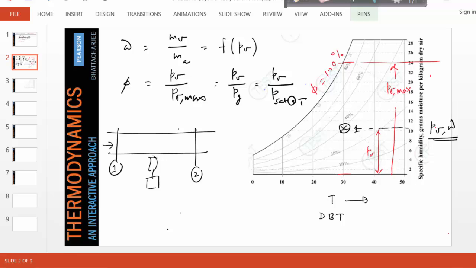Well, it's common sense that temperature will increase. Anybody will agree that I'm heating the air, therefore T2 will be higher than T1. So we know we'll move to the right. The question is, will you move up or down? Well, I would like you to stop the video right here and think about it for a second. And come back.